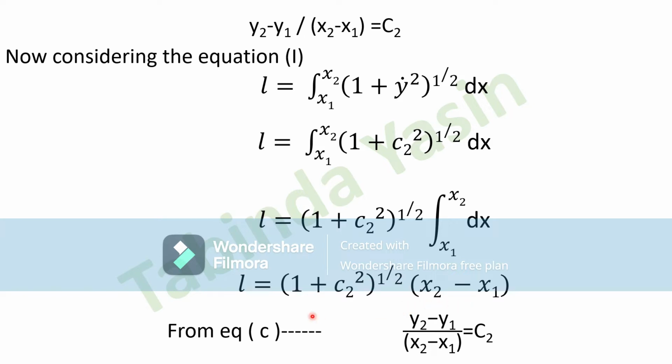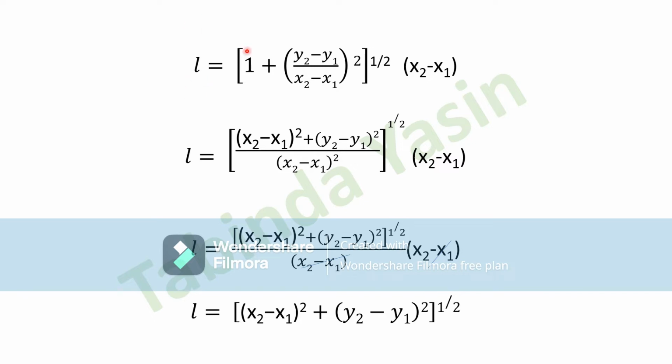So from here, from the previous equation, we get that c2 is equal to (y2 minus y1) over (x2 minus x1). Substituting the value of c2 here, (y2 minus y1) over (x2 minus x1), we get L is equal to [1 plus ((y2 minus y1) over (x2 minus x1)) squared] to the power 1 by 2, into (x2 minus x1).